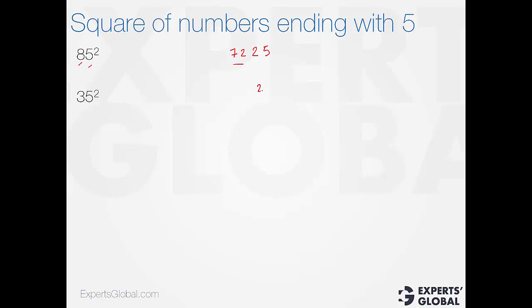35 square, so 25 comes here. It's 3, so 3 into 4, 12. 35 square is 12, 25. 95 square, so 9 into 10, 90, 25. 75 square, so 7 into 8, 56, 25. 125 square, so 12 into 13, 156, 25. You may want to pause the video and do it yourself.